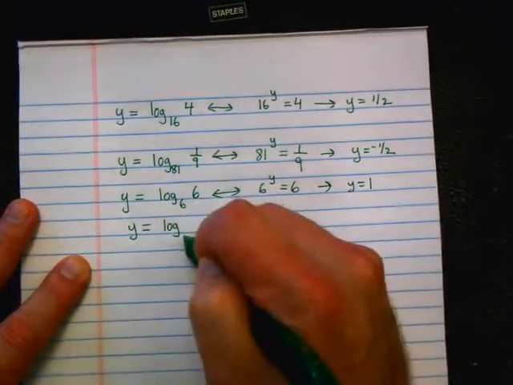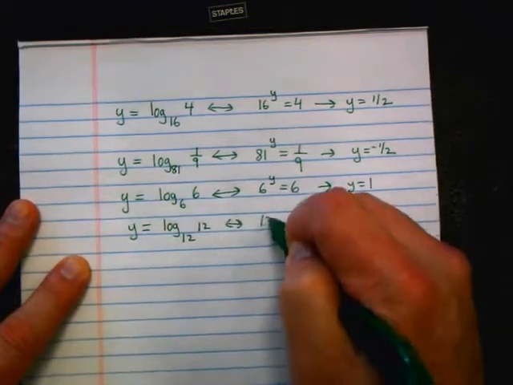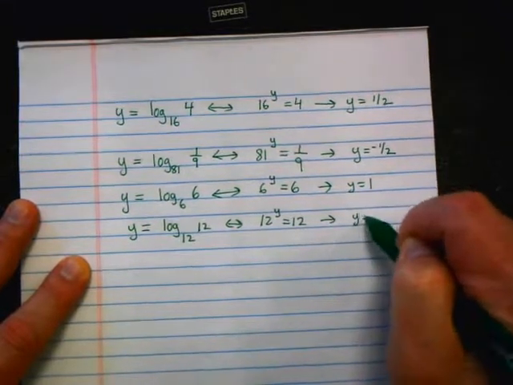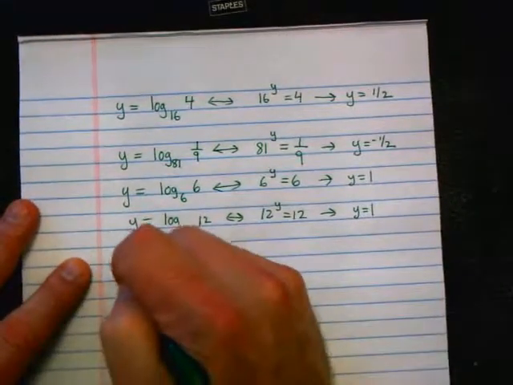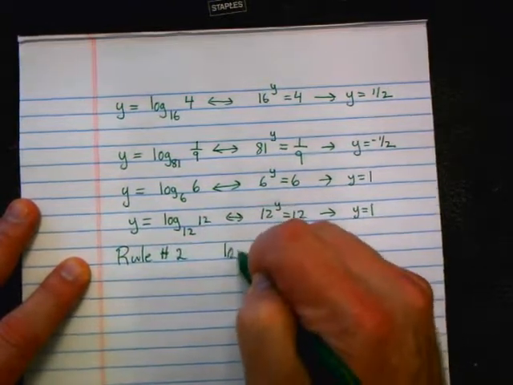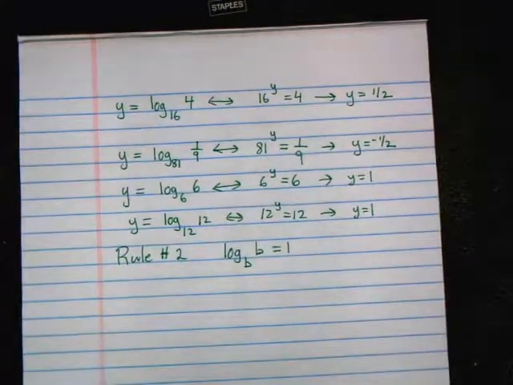What if I give you y equals log base 12 of 12? That's still saying 12 to what power gives you 12? The answer is 1. So there's rule number 2. log base b of b equals 1. If those two numbers are exactly the same, you always get the answer 1. Questions on that?